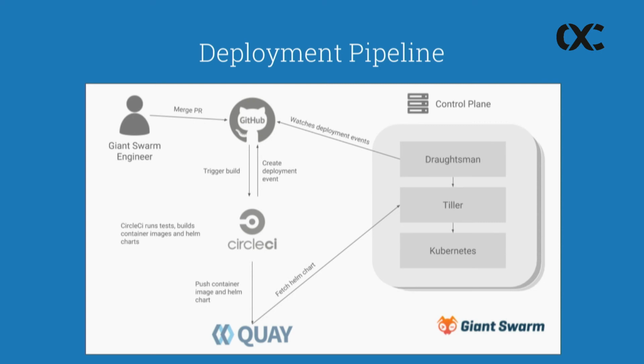And what we do is, if somebody merges a PR, then the build is triggered within CircleCI, and after tests are run and the build is ready, the container is pushed into Quay. Quay also has an application registry where you can store charts, so we push the Helm chart into the Quay registry as well, and then CircleCI at the end creates a GitHub deployment event. Then we have a daemon called Grotsman within the cluster that watches the GitHub deployment events and tells Tiller to pull the chart from the Quay registry and apply it to the cluster.